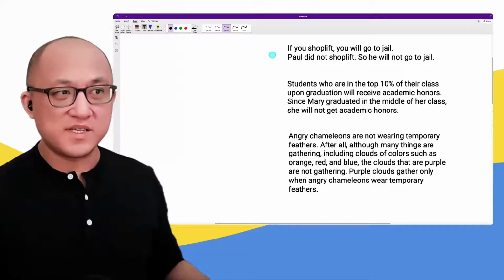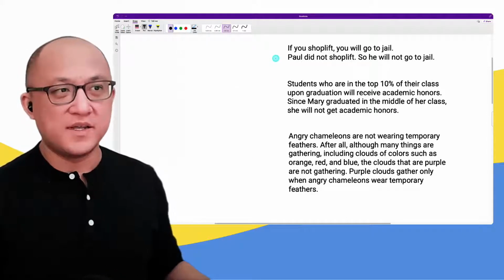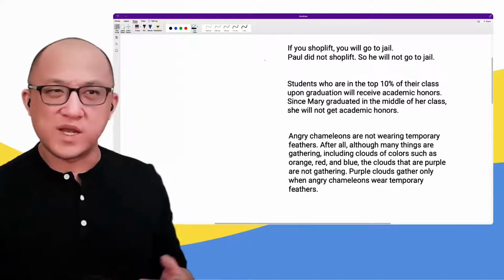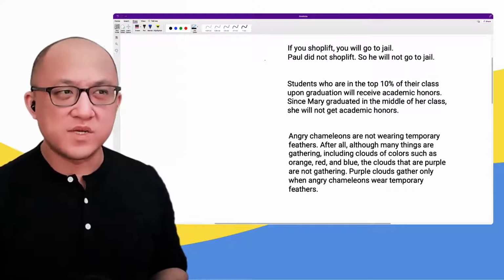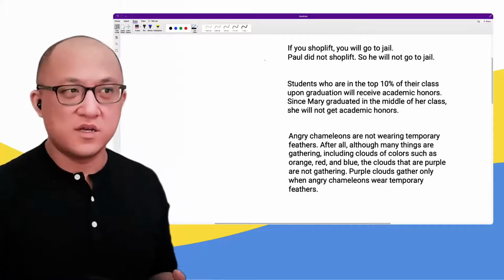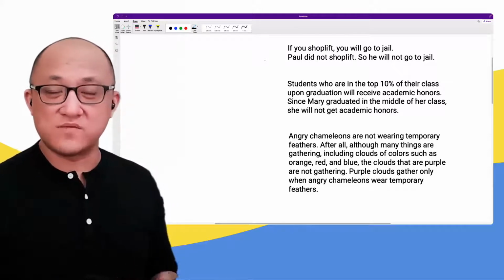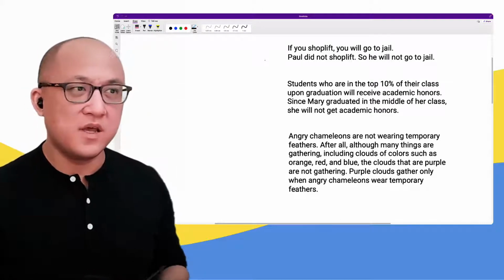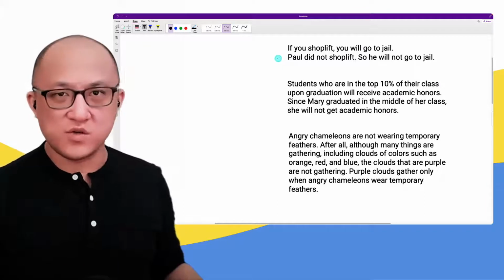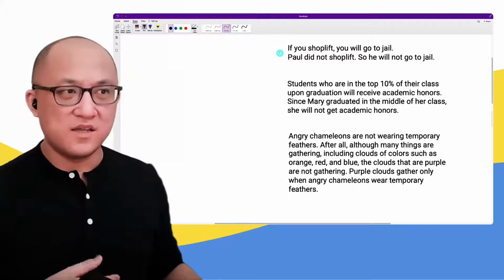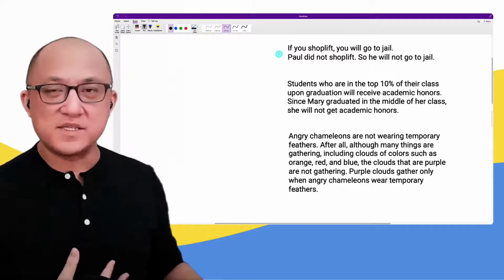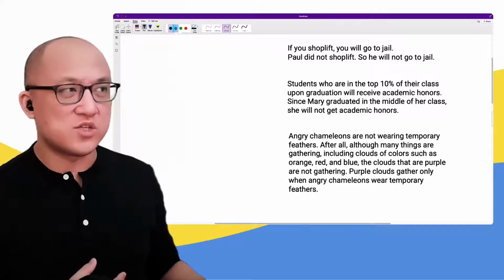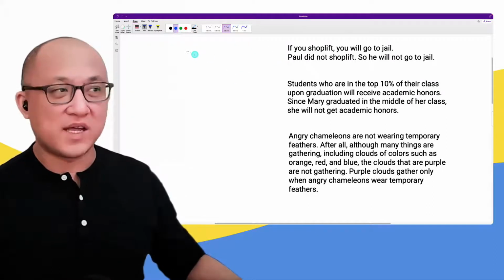The first one probably is the easiest to understand, right? If you shoplift, you'll go to jail. Paul did not shoplift. Then the argument tries to conclude he won't go to jail, but that seems to be assuming shoplifting is the only way to go to jail, when it only said that shoplifting was one of many different paths towards getting to jail, right? So depending on what other materials you've used to study, you might call this argument the inverse. You might say that this argument is doing a mistaken negation. It doesn't really matter exactly what you call it. What's important is recognizing that it does have that structure, right?